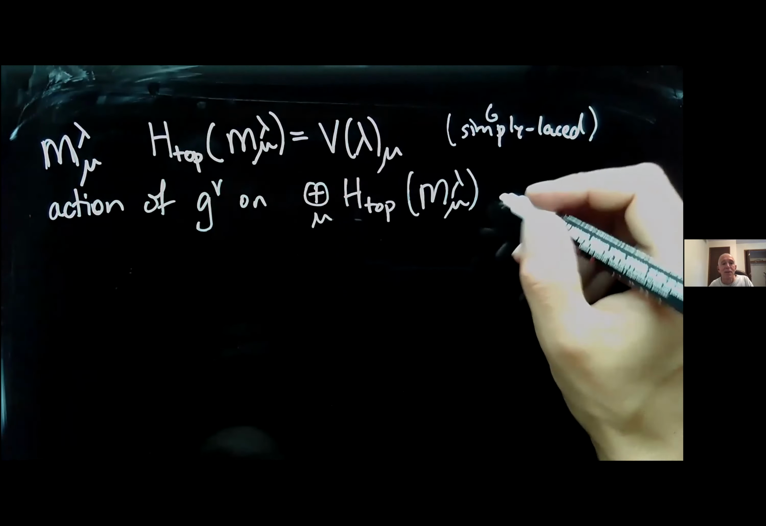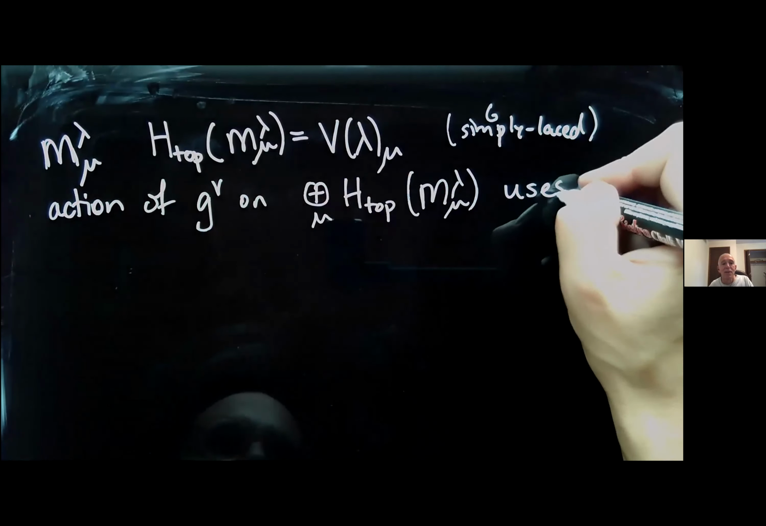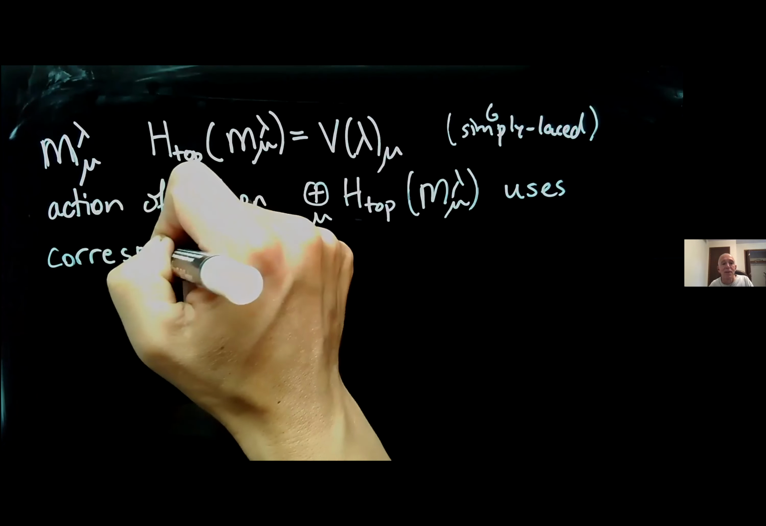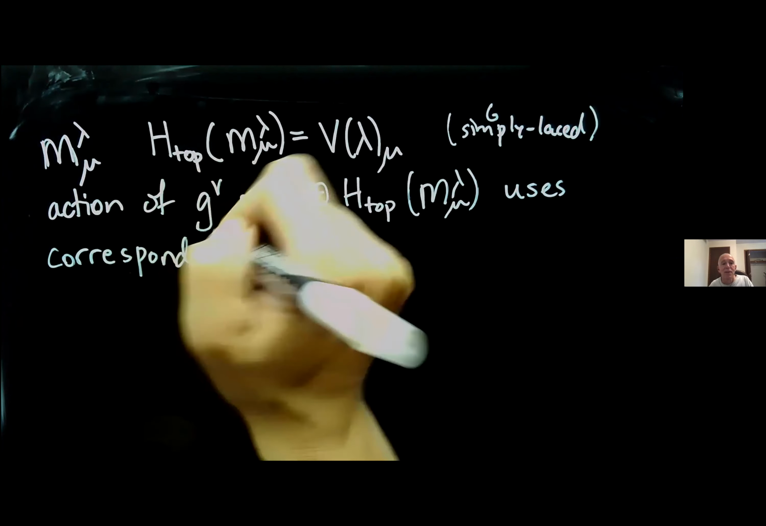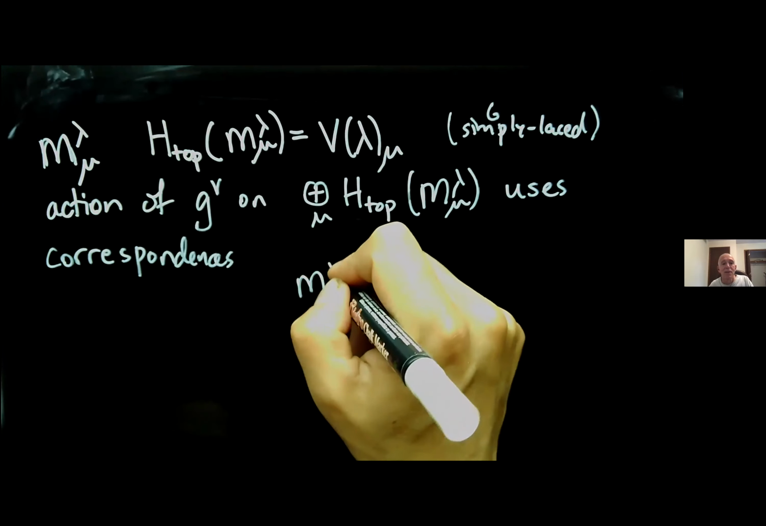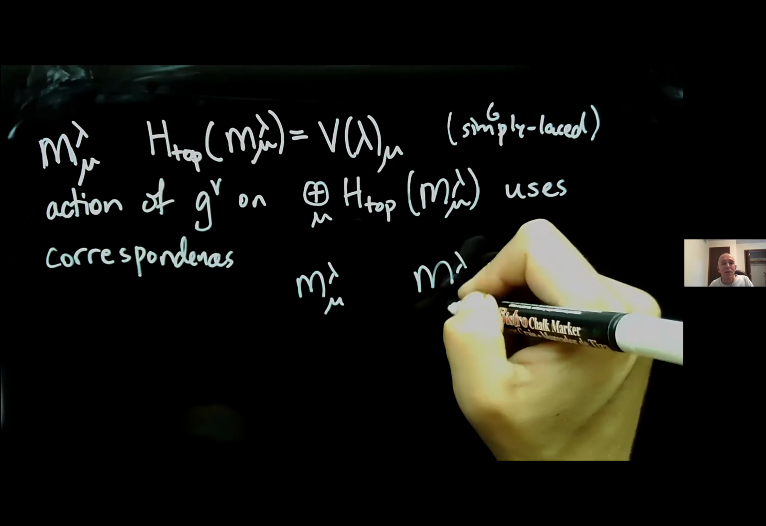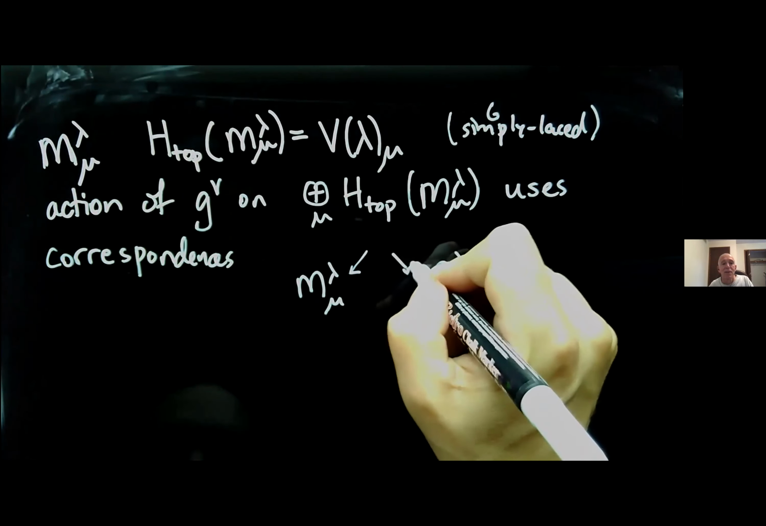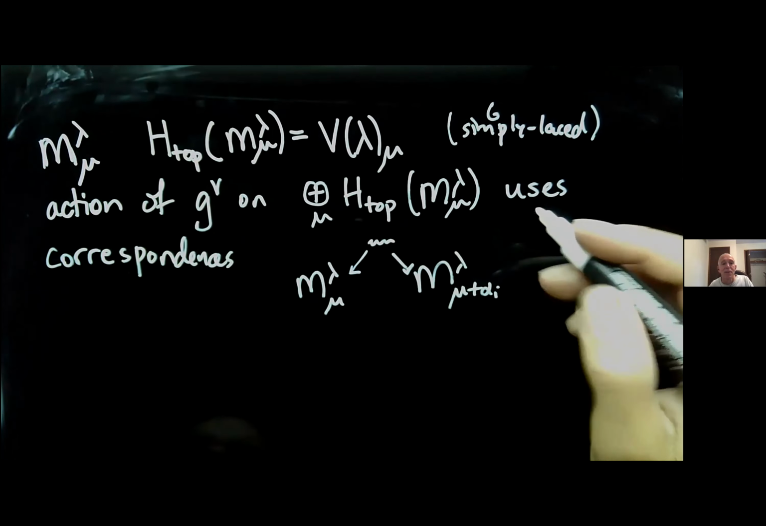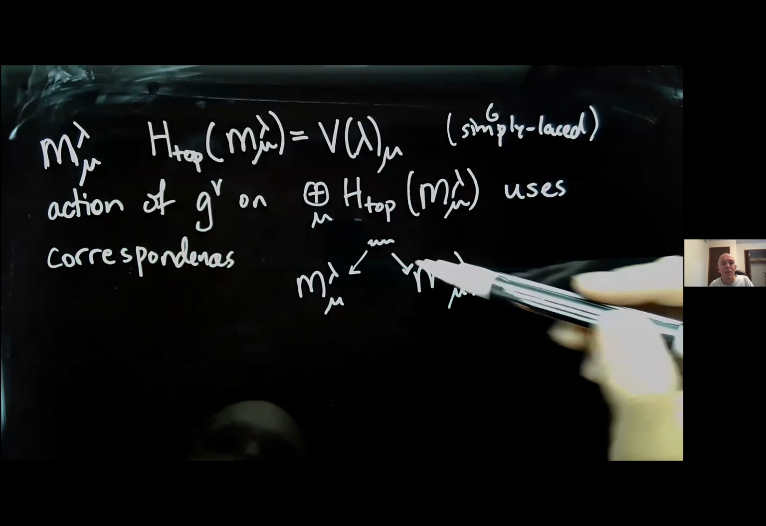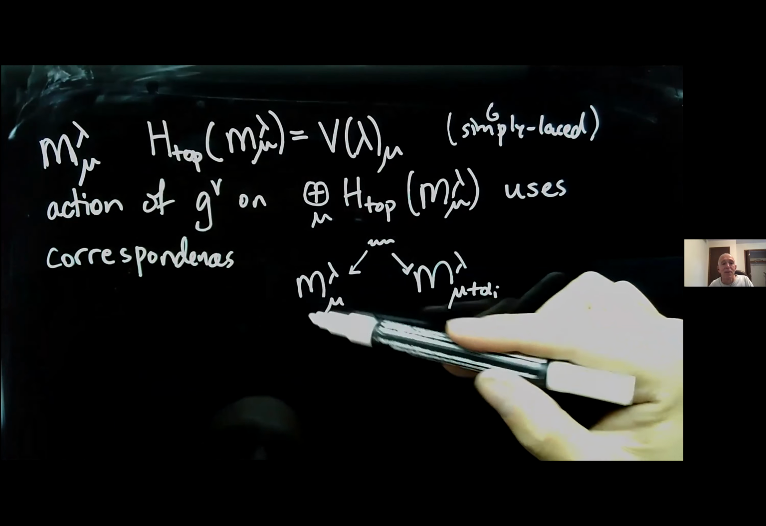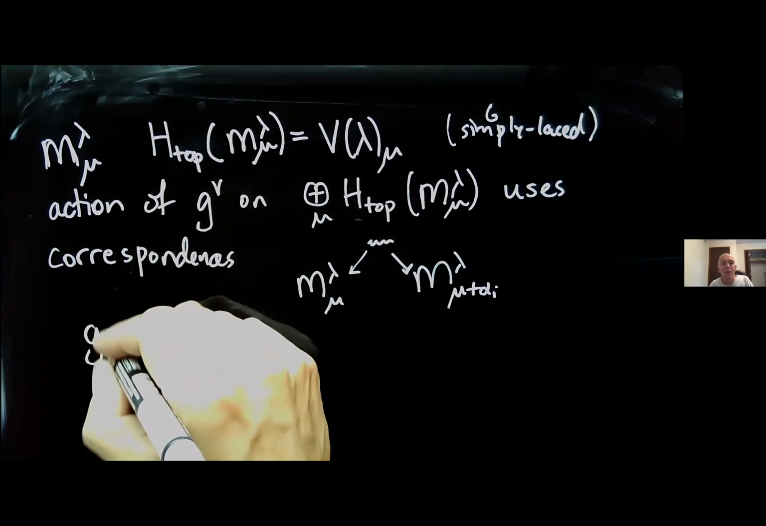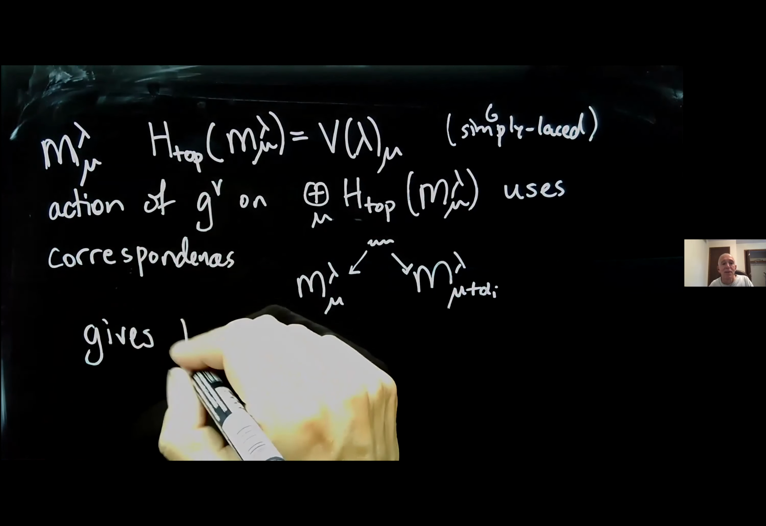And how does the action work? Well, it uses some correspondences that look like this. So there's m lambda mu, there's m lambda mu plus alpha i, and then there's a correspondence, some space which sits in here. This correspondence is used to define a linear map from this top homology to this top homology, which realizes the action of the Chevalley generator.